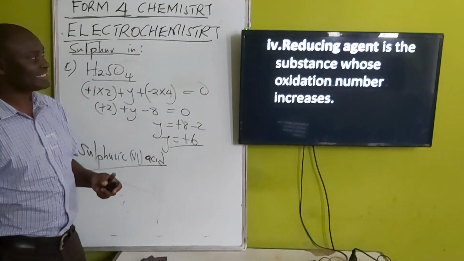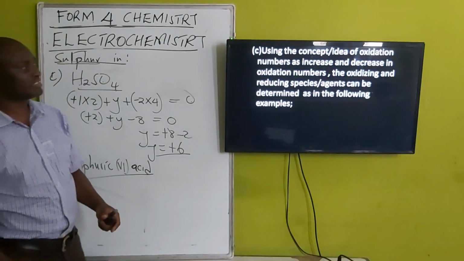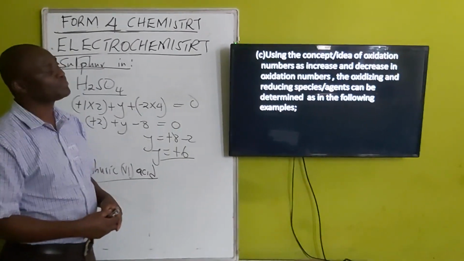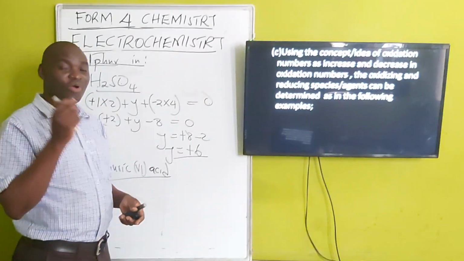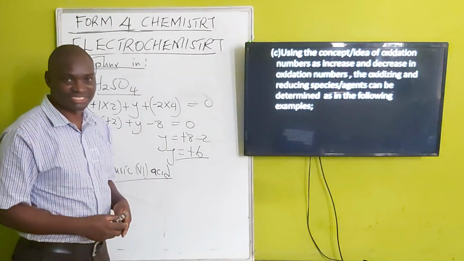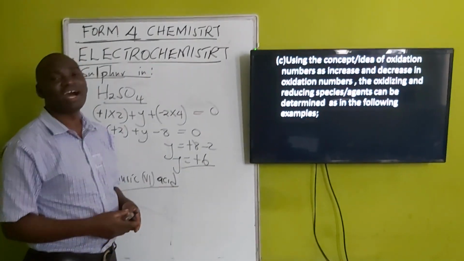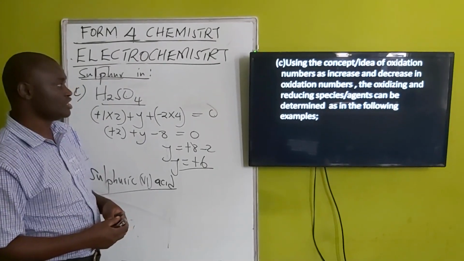In our next session, we are going to use the concept of oxidation numbers to identify oxidation processes and reduction processes. And after that, we'll also be able to identify oxidizing and reducing agents.